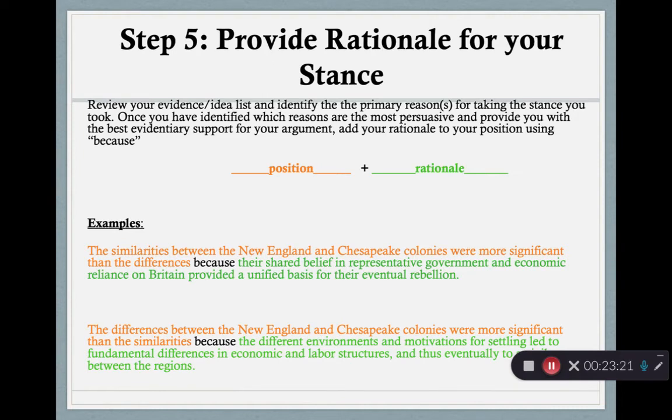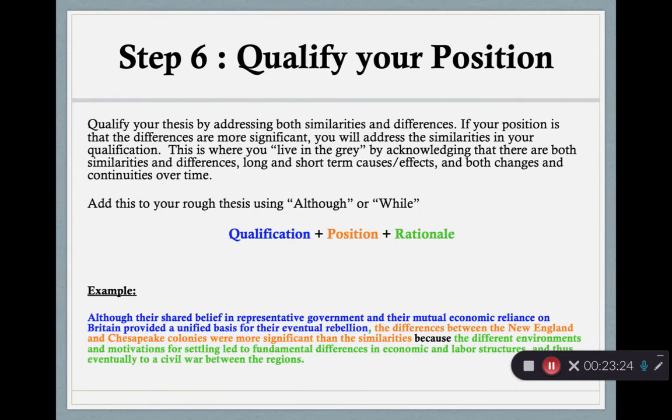Now, if you want to make it even better, you create what's called a qualification statement. Take the side you're not going to use and acknowledge the counter-argument. So this person went on and gave us an elaborate statement, which is awesome, that says, although their shared belief in representative government and mutual economic reliance led to eventual rebellion, the differences were more important than the similarities because the different environments and motivations for settling led to fundamental differences in economic and labor structures, and thus a civil war between the regions. Again, this is what's called a really good thesis.